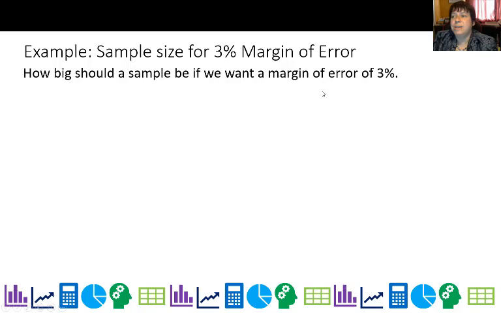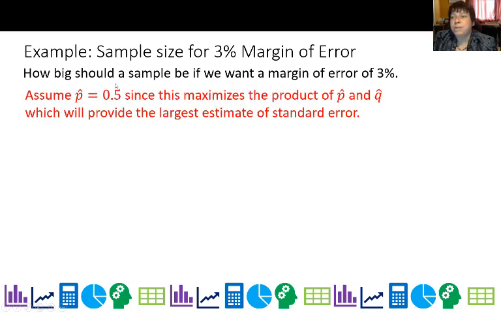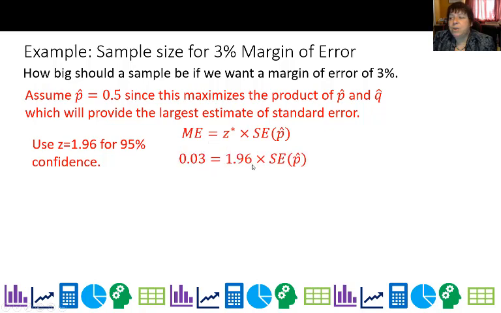Now let's do an example where we want a margin of error of 3%. We have no idea what the proportion is, but how big a sample should we get? We're going to assume that our point estimate is 0.5 since this maximizes the product of p hat and q hat. Then we're going to use z equals 1.96 for a 95% confidence level. I didn't specify, but we're going to use that. Margin of error formula here. Substitute in 0.03 from here to here. 1.96 comes in there and solve for our standard error.